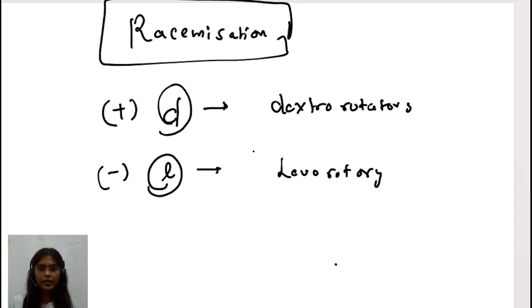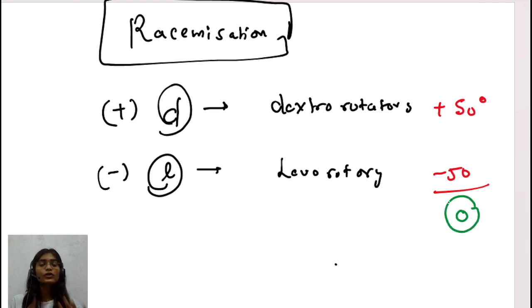So let me come back here. Now listen: what if this is plus 50, a plus 50 degree rotation, and if this is minus 50? Plus 50 and minus 50, how much are we getting in total? Zero. Plus 50 and minus 50 combined become zero. So what is this? Racemization, when R and S are both 50-50.